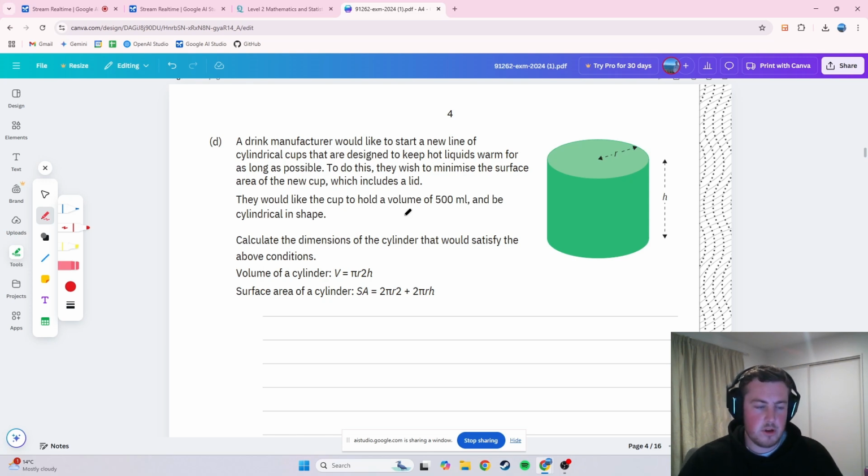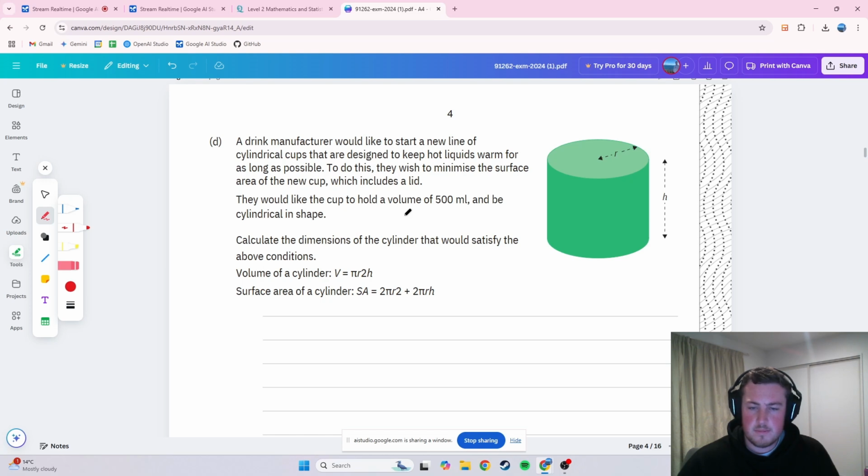Yeah, I've got no idea how to do this one. Could you please just tell me how to do it? Okay, I can certainly guide you through this one. This is an optimization problem, where we're trying to find the dimensions of a cylinder with a fixed volume that minimizes surface area. We'll need to use both formulas you're given.